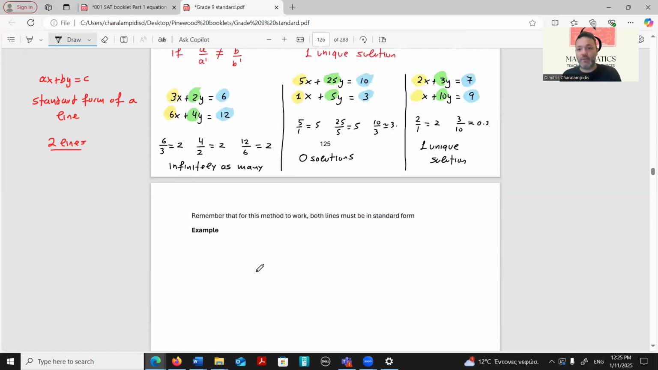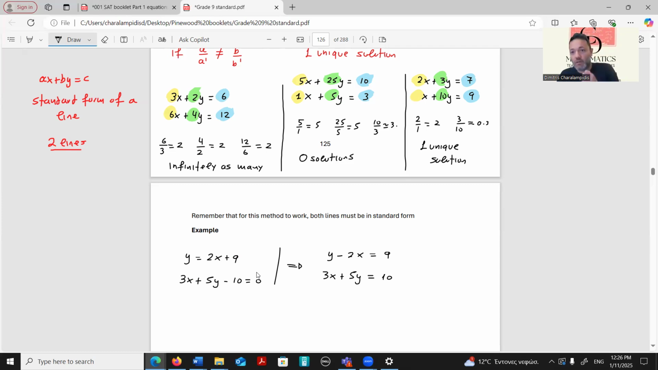Before we end up this video, I want you to remember that for this method to work, both lines should be firstly written in standard form, which means that if we have this, y equals 2x plus 9, and 3x plus 5y minus 10 equals 0, I need to firstly bring them both in standard form. Standard form means both x's and y's on the same side. So it should be y minus 2x equals 9, and then 3x plus 5y equals 10.